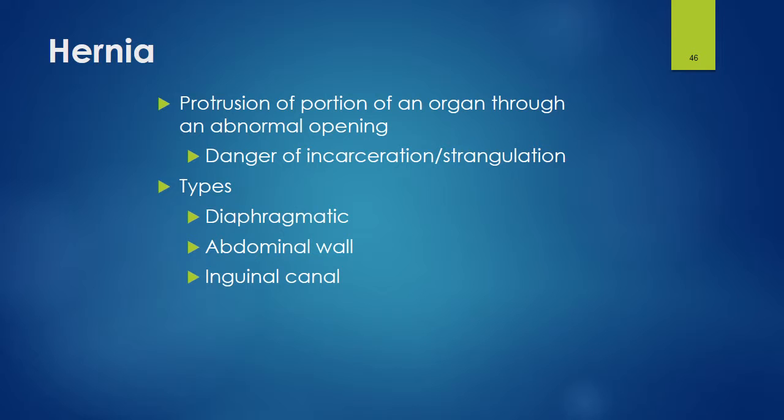Hernias are protrusions of a portion of an organ through an abnormal opening. There is a danger of incarceration and strangulation. Types of hernias include diaphragmatic, those on the abdominal wall, and those in the inguinal canal.